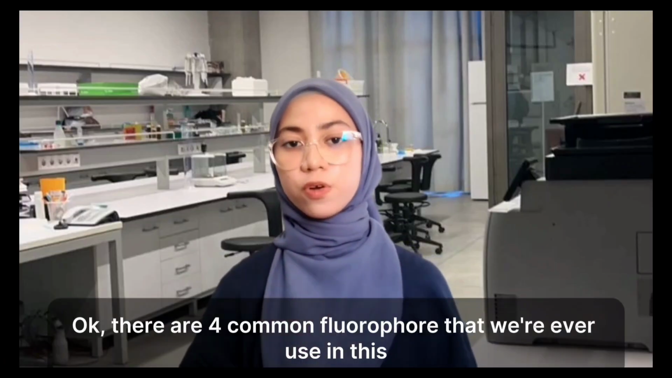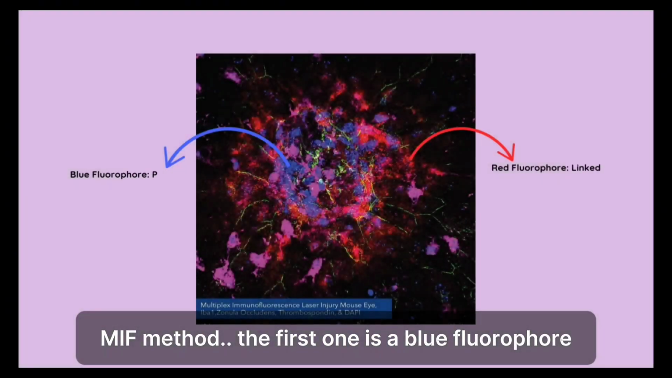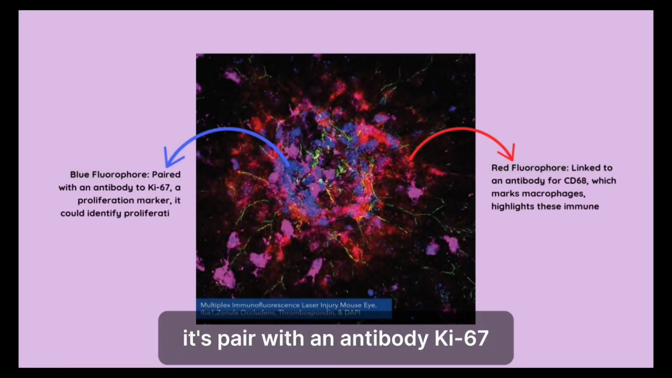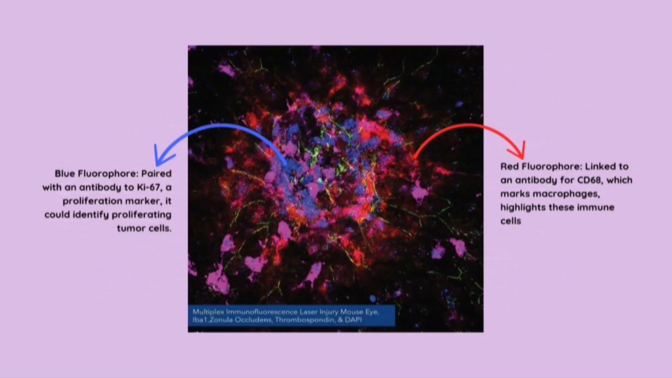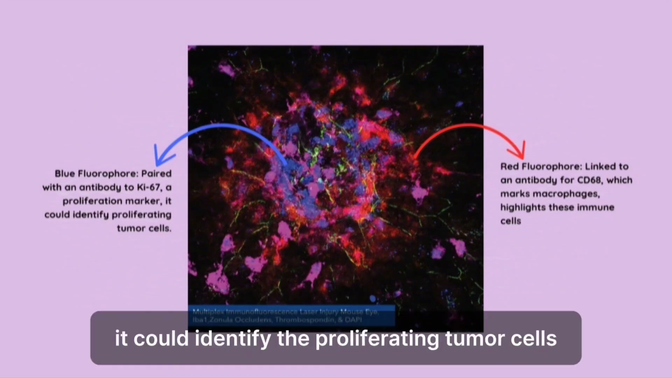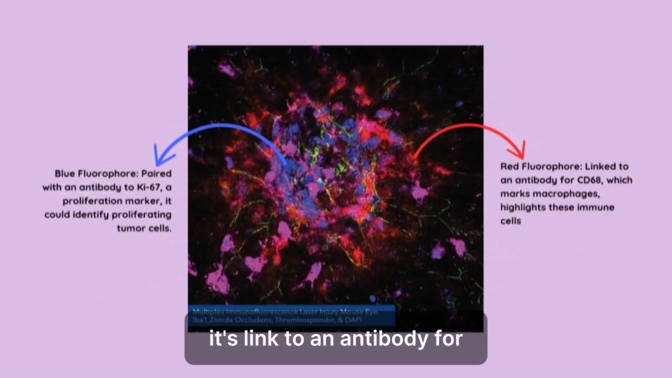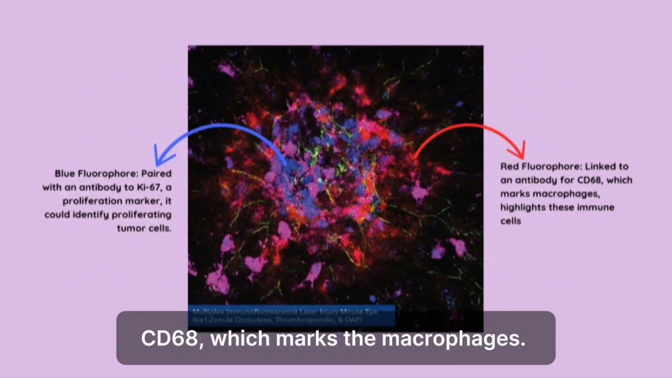Okay, there are 4 common fluorophores that are used in this MIF method. The first one is the blue fluorophore. It's paired with an antibody to Ki67, which is a proliferation marker. It could identify the proliferating tumor cells. And then the second one is the red fluorophore. It's linked to an antibody for CD68, which marks the macrophages.